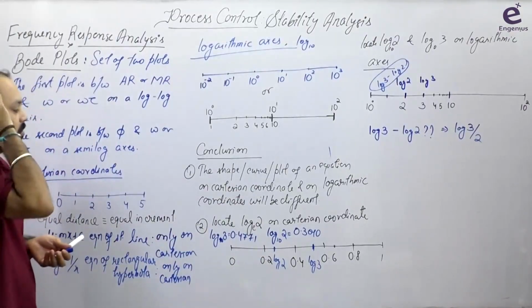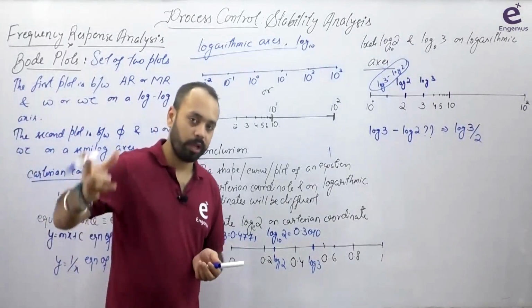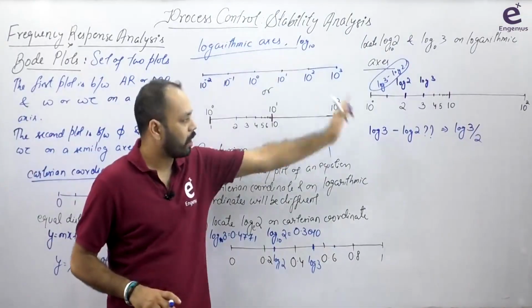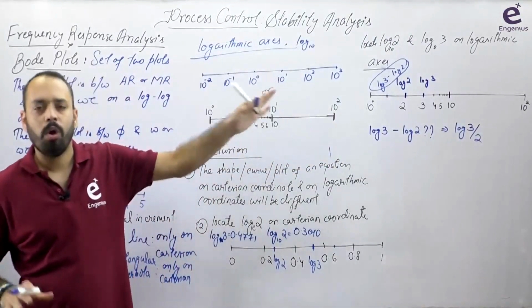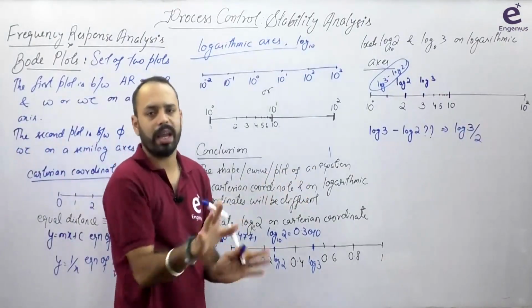So what is the second conclusion? The second conclusion is, on the Cartesian coordinate system, you have to calculate log first and then locate it. While on the logarithmic axis, already the effect of log is present on the axis, and no need to calculate log.